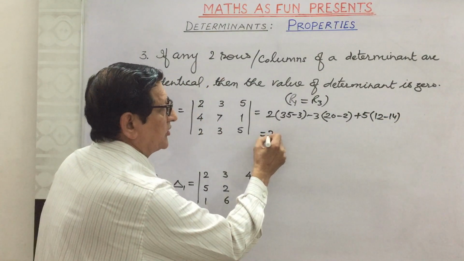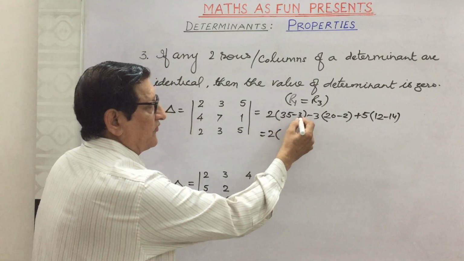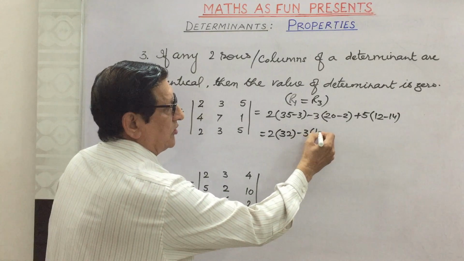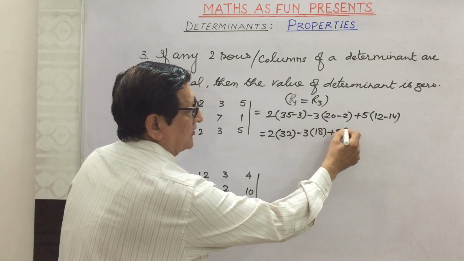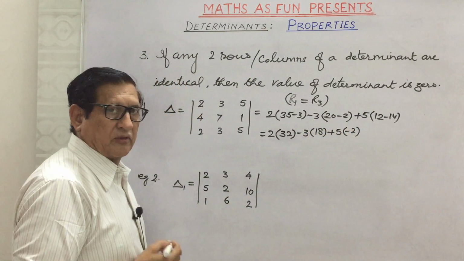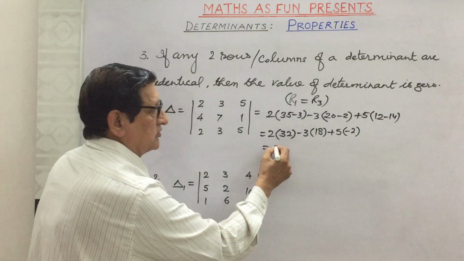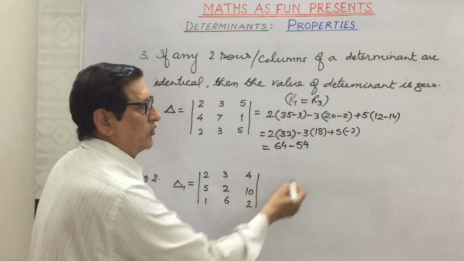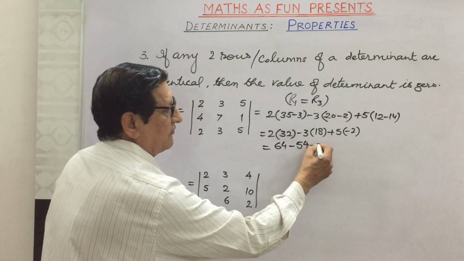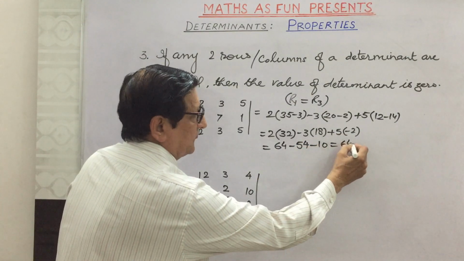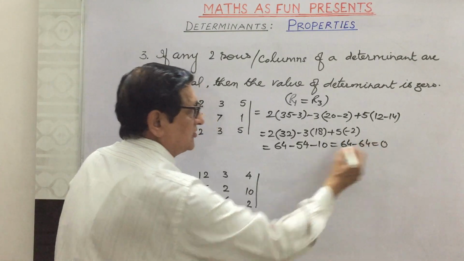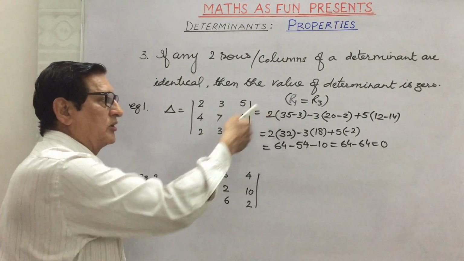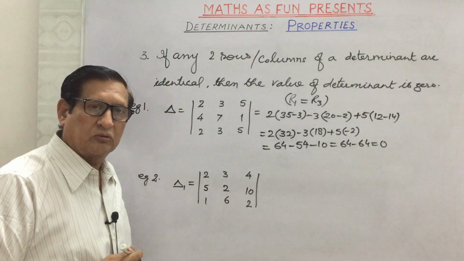Simplifying, we get 2 into 35 minus 3, that is 32, minus 3 into 18, plus 5 into minus 2. We get here 32 into 2, 64, minus 18 into 3, 54, minus 2 into 5, minus 10. Is it 64 minus 64 equal to 0? It means if any two rows or columns are equal, then the value of the determinant will be 0.